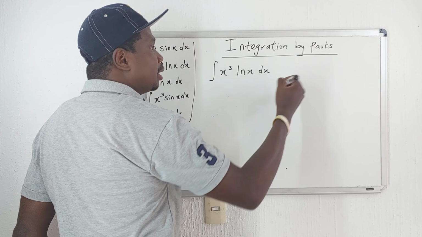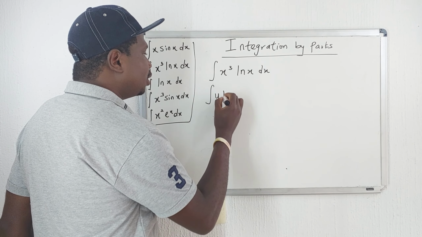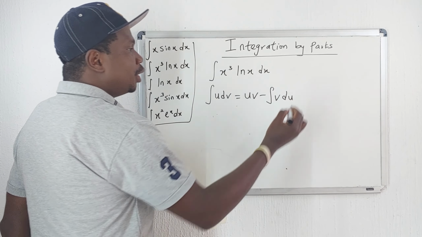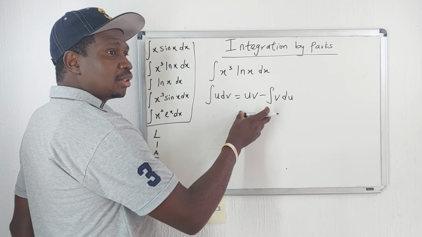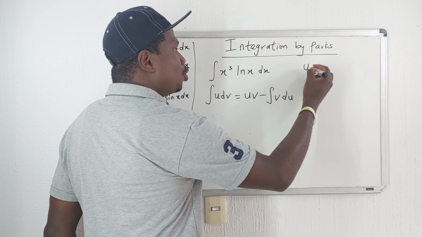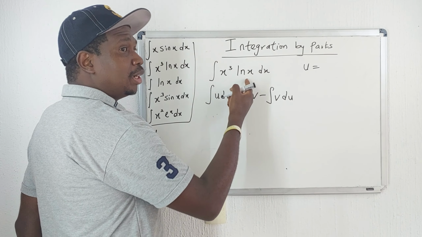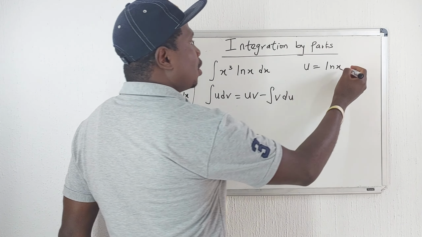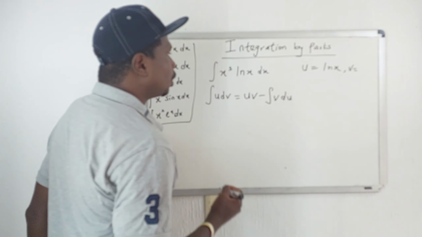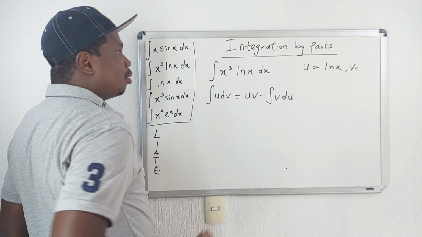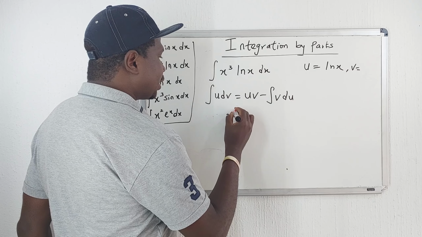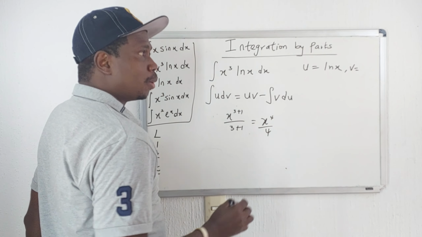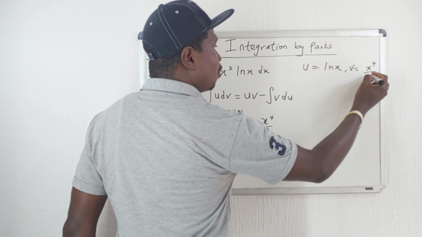The same way, we have integral u dv equals uv minus integral v du. So we're going to write out the values. u will be ln of x, because the logarithmic function comes first. Then v is what? Taking the integral of this function, we know it's x to the 3 plus 1 over 3 plus 1, which is x to the 4 over 4. So put x to the 4 over 4.